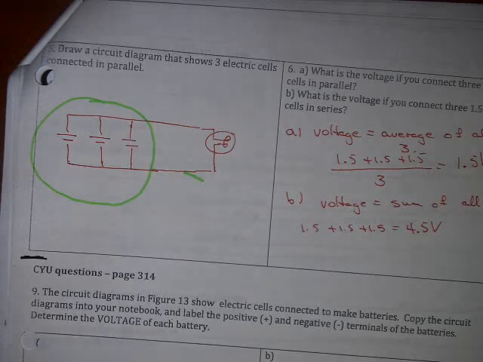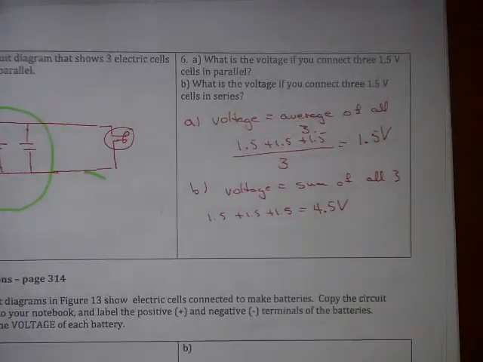The last question: it turns out that the voltage of three cells in parallel is just the average. I'm surprised we didn't mention this before, but it's the average. So if you have 3 1.5-volt cells in parallel, the overall voltage is 1.5. It doesn't raise it at all. The voltage of a series is the sum of all the voltages. One adds to another, making the whole thing higher.